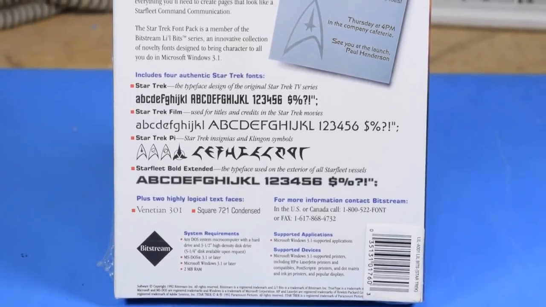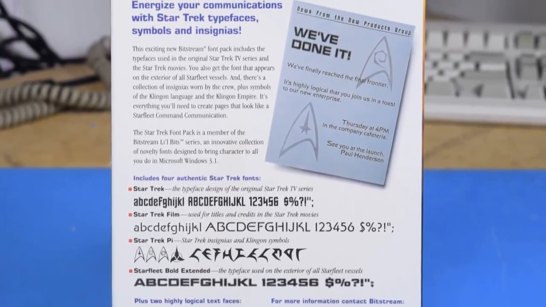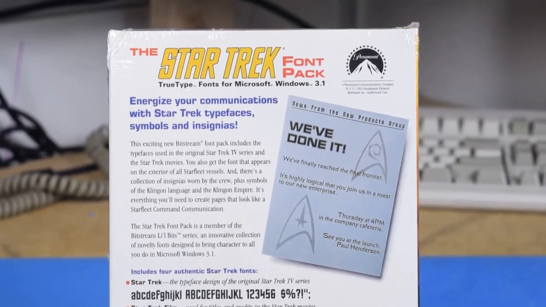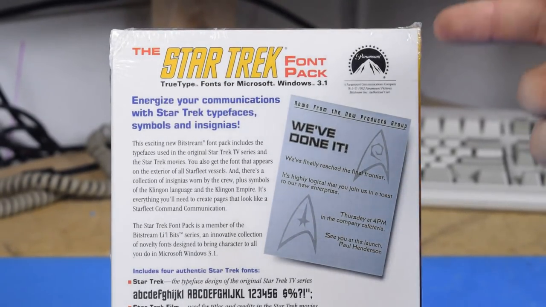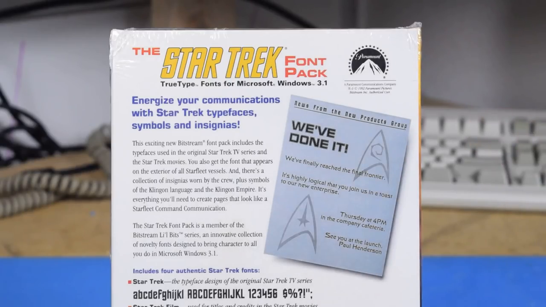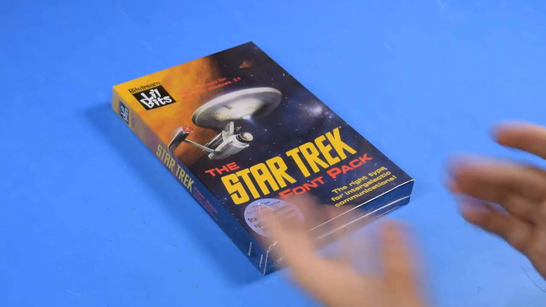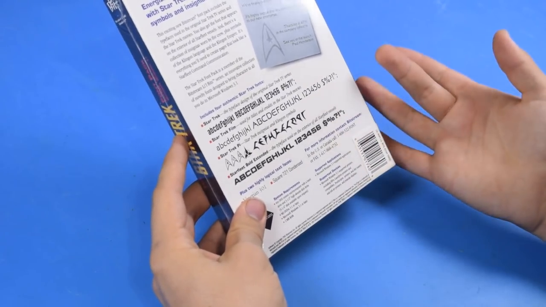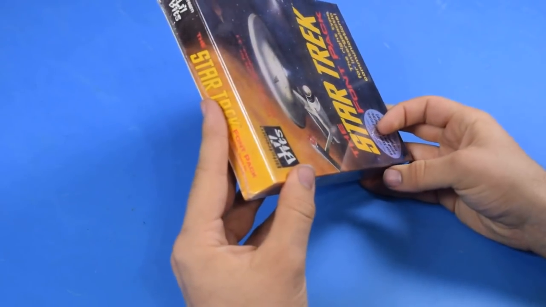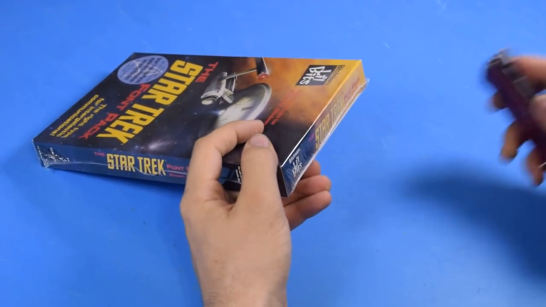The back of the box is too busy trying to sell you on what fonts it has and doesn't really cover anything close to licensing. But it does at least acknowledge that Paramount is the rights holder for Star Trek. Now maybe inside the box it has some kind of notice about what you can use these fonts with, but my copy is sealed, so I'm going to have to open it to be able to find out.